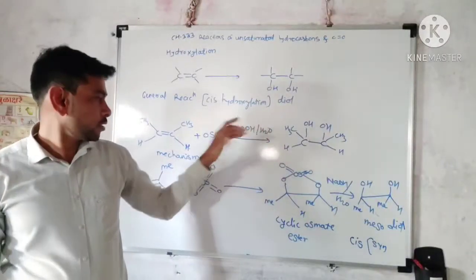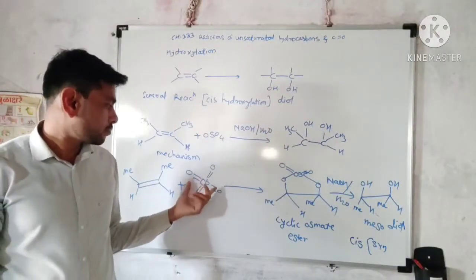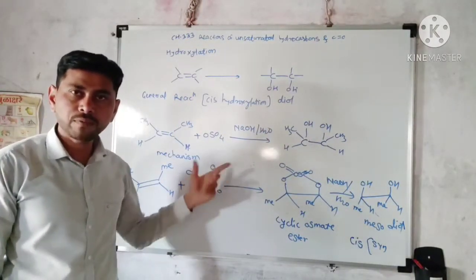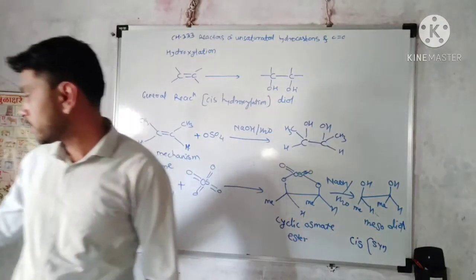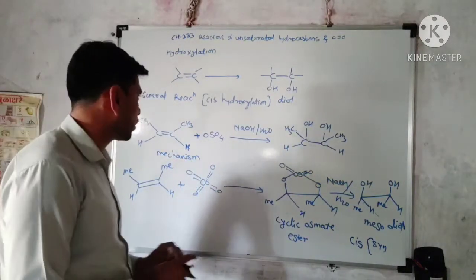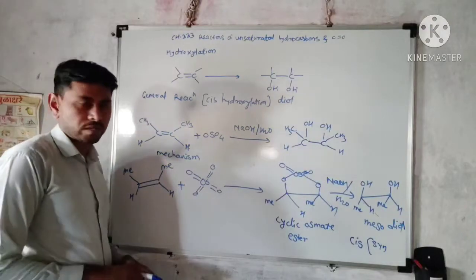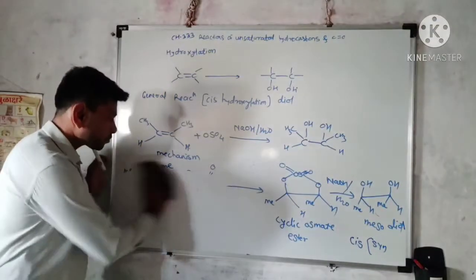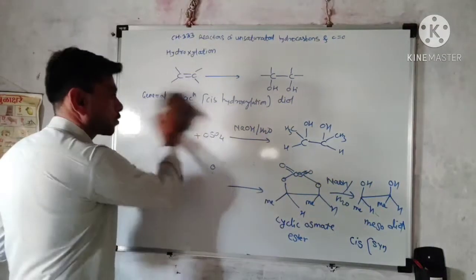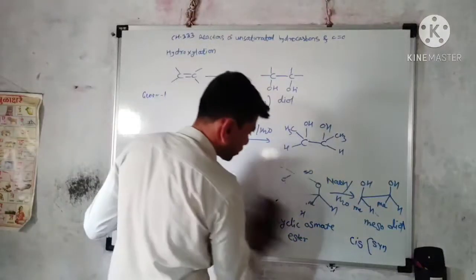And this is the mechanism for the diol formation by using osmium tetroxide, and previously by using KMnO4, potassium permanganate. Okay, so this is cis hydroxylation. Let's see the trans hydroxylation second.